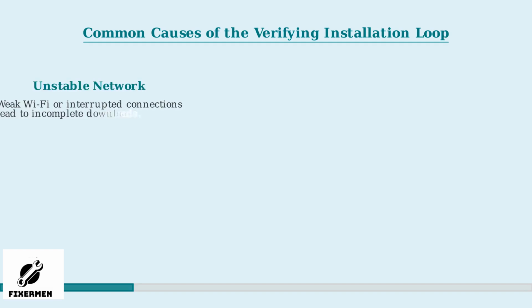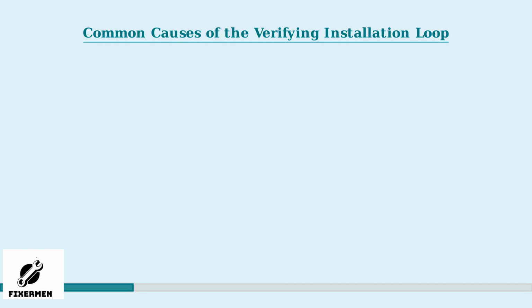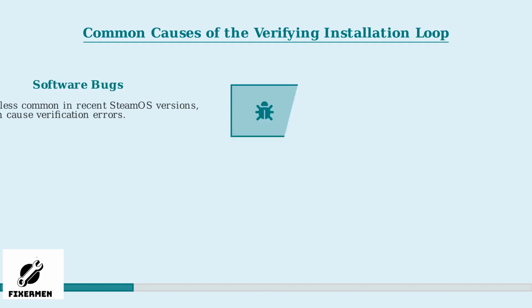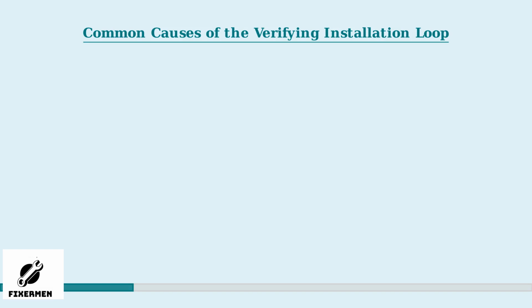Unstable network connections, such as weak Wi-Fi signals or frequent interruptions, can cause downloads to fail midway. This leaves incomplete files that trigger the verification loop. Software bugs in older SteamOS versions could lead to verification loops, but Valve has significantly improved this in recent updates. Most users no longer encounter this issue.